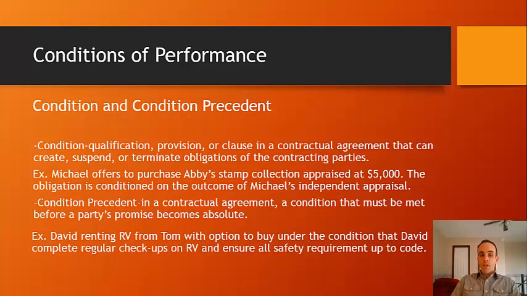My example shows David is renting an RV from his friend Tom with the option to buy under said condition that David completes regular checkups on the RV and ensures all safety requirements are up to code. If David were to neglect to check the oil, make sure that everything is set up with the RV correctly before he takes it out on the road, then this would be considered a breach of contract, and Tom could decline any sort of a condition to purchase said RV.